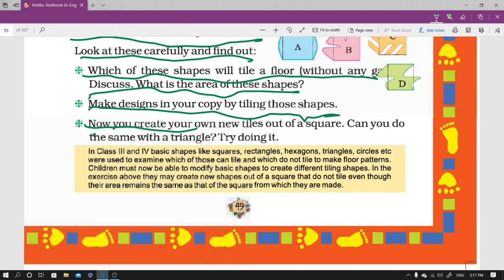Now you create your own new tiles out of a square. Can you do the same with a triangle? Try doing it.